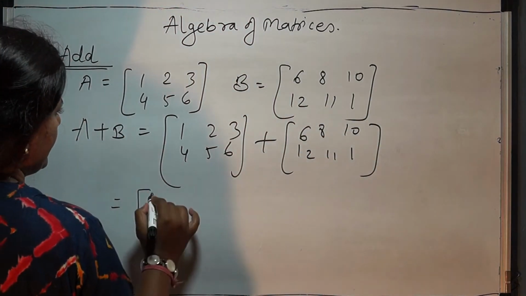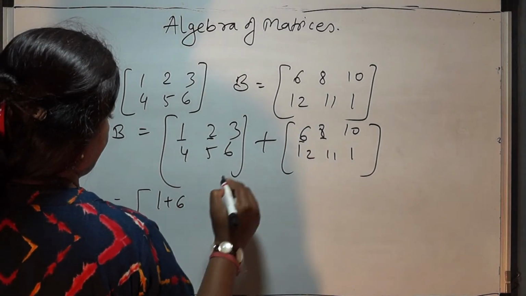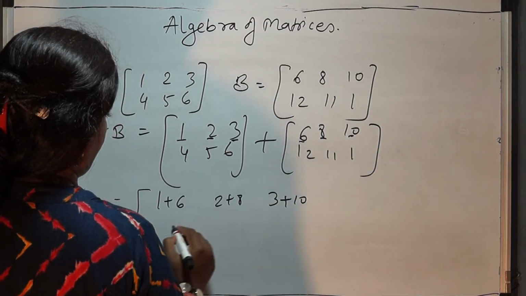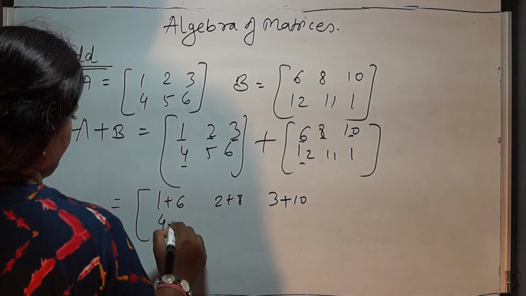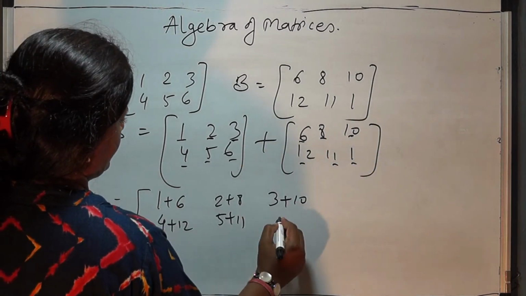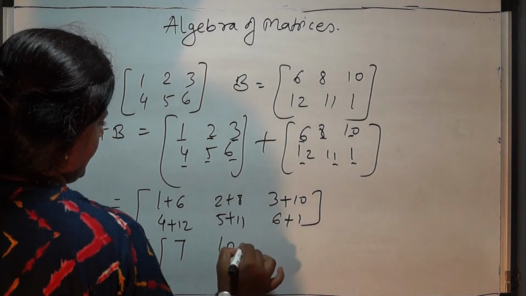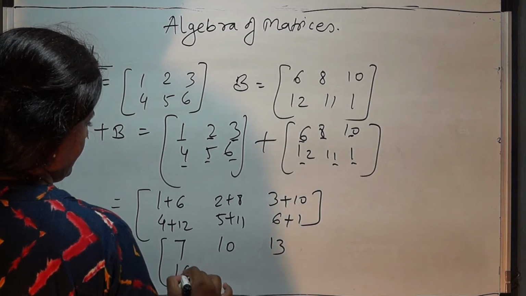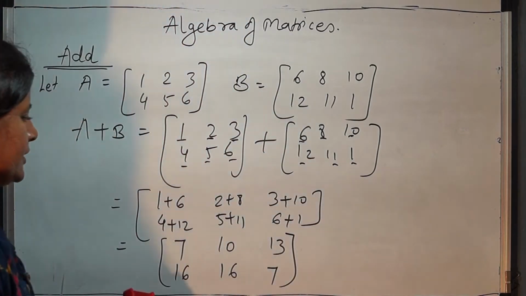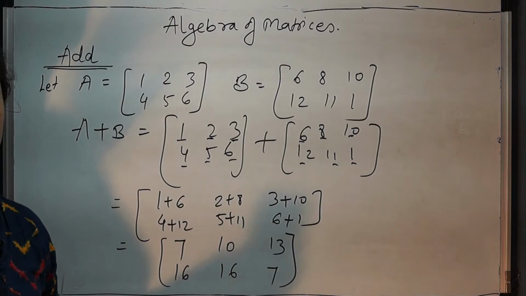A plus 1 will be 1 plus 6, 2 plus 8, 3 plus 10, 4 plus 12, 5 plus 11, 6 plus 1, 7, 10, 13, 16, 16, 7. So this is A plus B. It's just as simple as doing addition of two numbers.